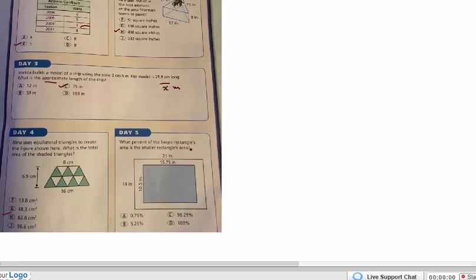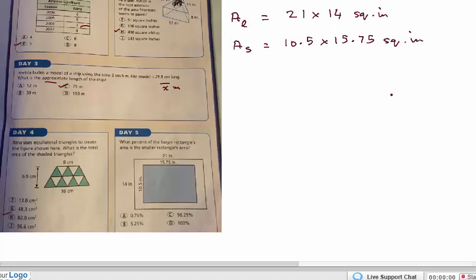What percent of the larger rectangle's area is the smaller rectangle's area? Okay, fine. So we have a larger rectangle whose area is the area of the larger rectangle. I'm going to write A_L, L for larger. That's equal to 21 times 14 square inches. And the smaller rectangle, A smaller, is going to be equal to 10.5 times 15.75. Both are in square inches.